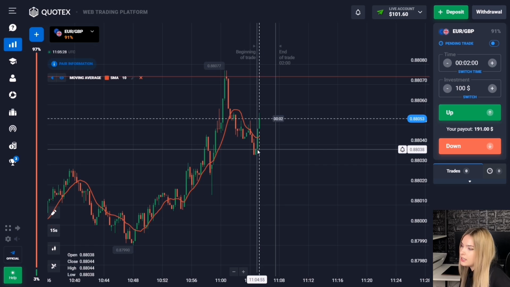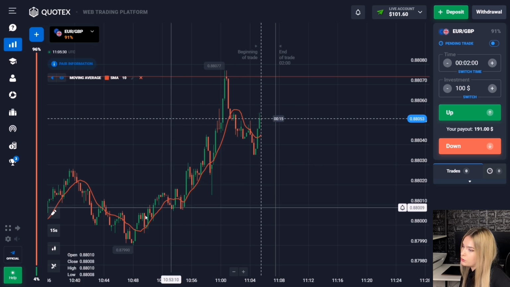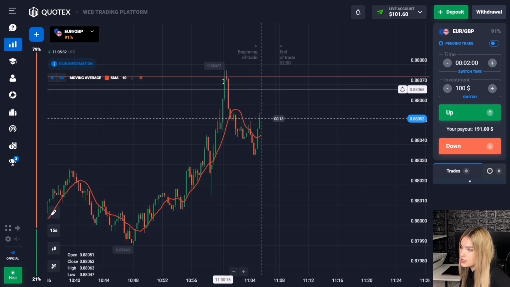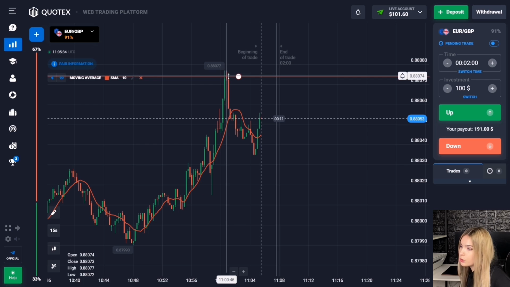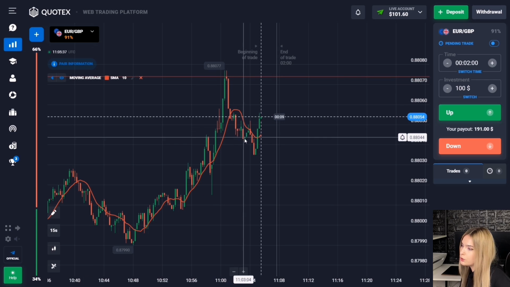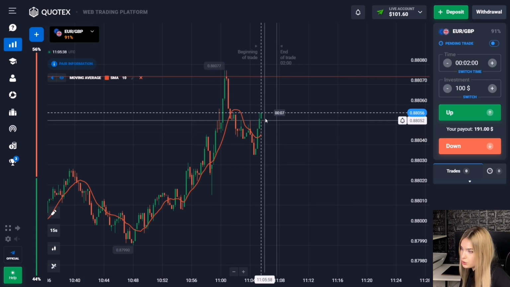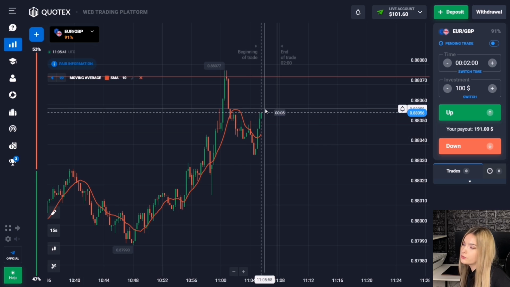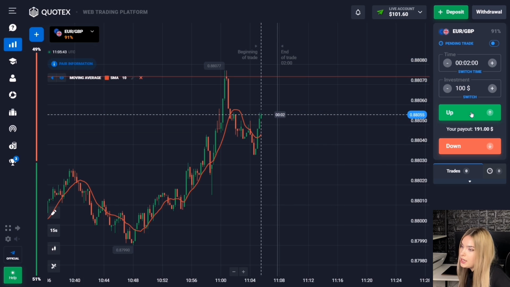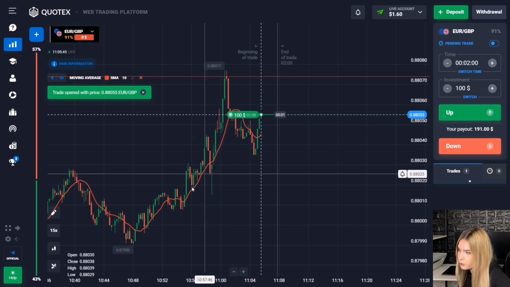Let's continue. Here we see that there was a good confident downtrend. Also, after touching the resistance level, there was a pullback down, and after a while, the price turned around and again confidently moves up. In this situation, I propose to open a deal for 2 minutes to go up, because the price has an excellent potential for going up.